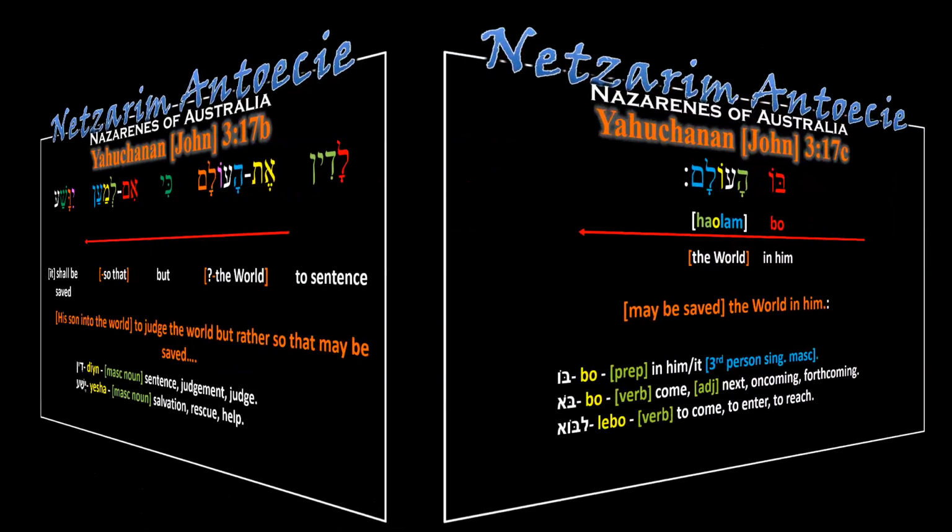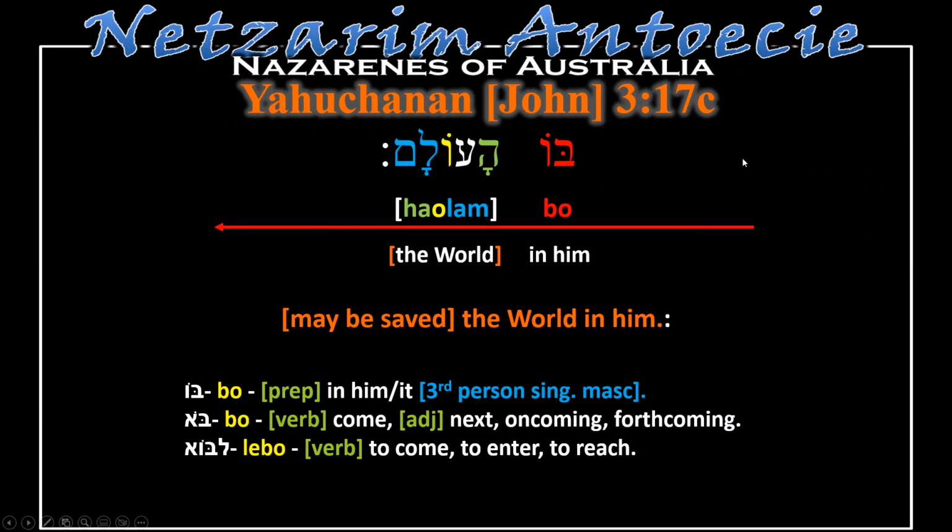Okay, and now we can move to 17c. And we have a bet, vav, hey, ayin, vav, lamed, mem sofit. And it is bo again, in him. No, and it's not the other bo, which is here, verb to come, or as an adjective next, oncoming, forthcoming. It is this bo, which is in him, or it.